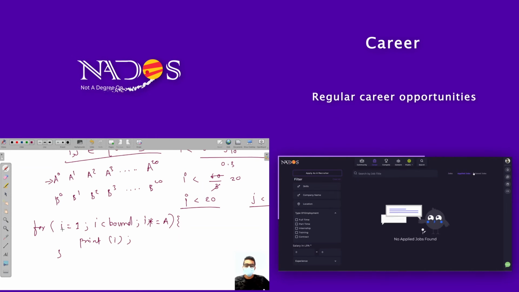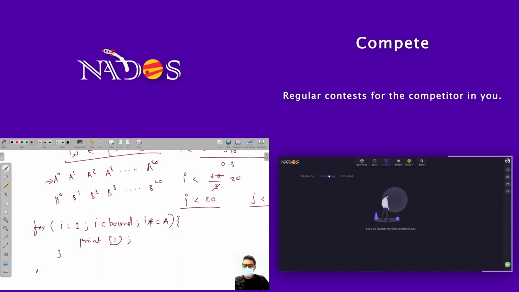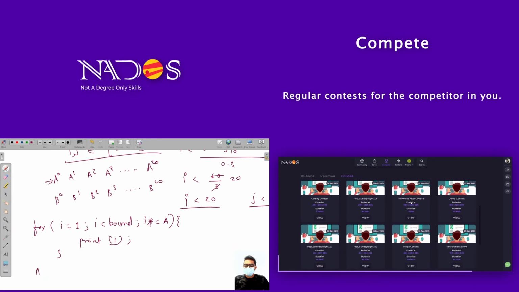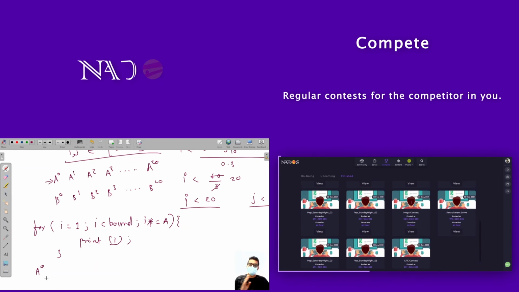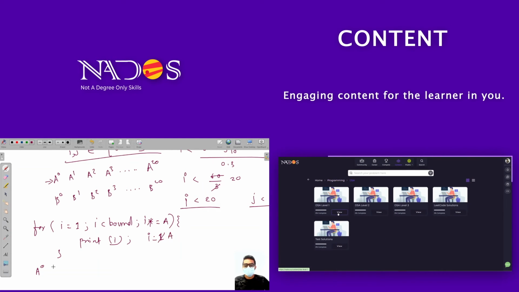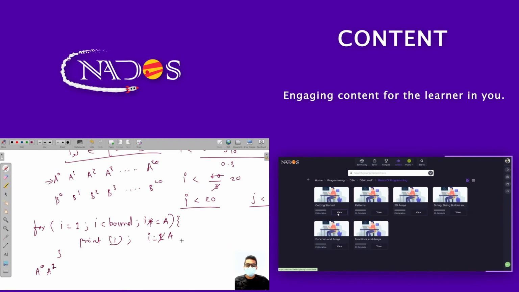So let's try. I is at 1, printing I, that means 1. So we can write 1 as a raised to 0, since any number raised to 0 is 1. Updating our I, it is firstly 1, updating our I as a, so a into a, that means a raised to 1.